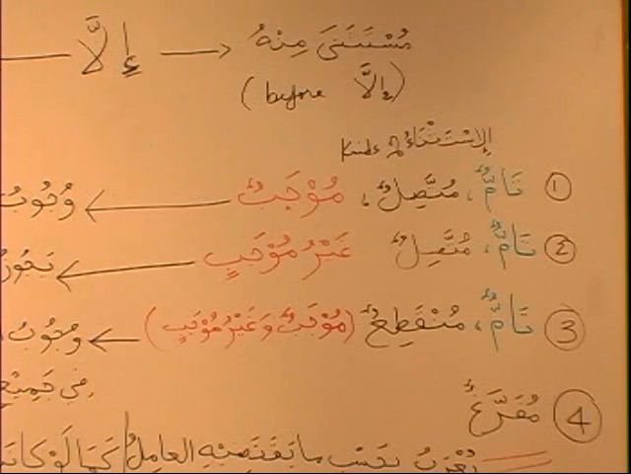So, brothers and sisters, istithna can be tamm, or it can be mufarragh. That's all. When you say it is tamm, what does it mean? It has mustathna minhu and mustathna in it. If you say it is mufarragh, it means it does not have mustathna minhu in it. So it's very simple.